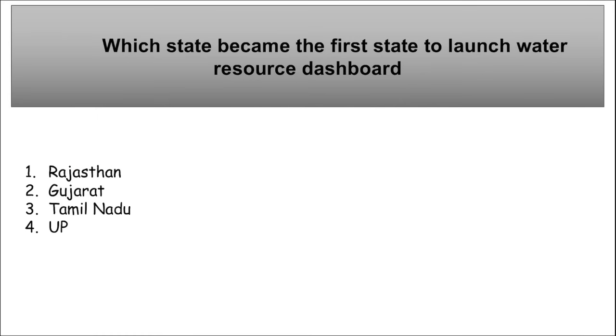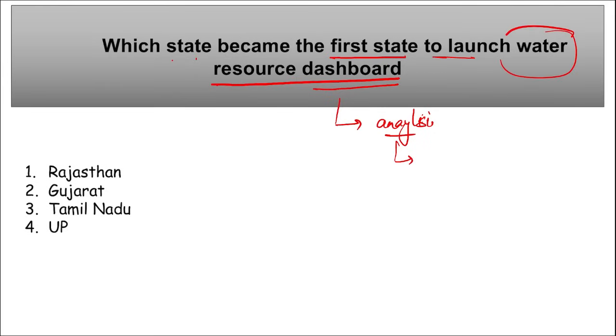Correct? Moving on. Which state became the first state to launch a water resource dashboard? What is a dashboard? A dashboard gives you an analysis about the water resources. Here we will be talking about water, so analysis of the water resources. In general, a dashboard gives you analysis of the data that you want, and it gives you insights about what the positives and negatives are in terms of quantitative analysis.